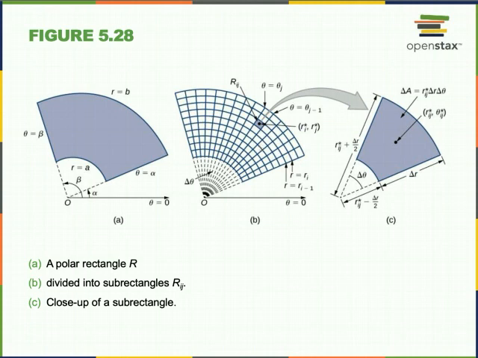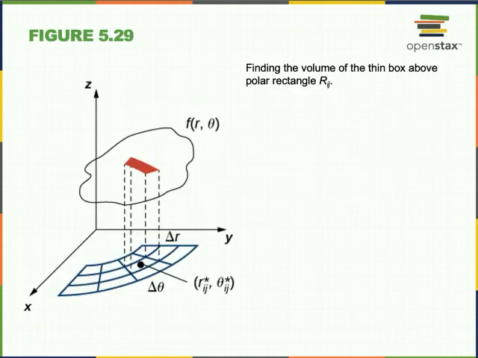Okay, now the regions we will be integrating, however, of course, are more general than just these ideal polar rectangles. Okay, we'll keep this in mind. Let's go to the next slide. Okay, finding the volume of a thin box above a polar rectangle, cap R sub ij. Okay, so we've got our sample point down here. Okay, we've got polar coordinates for that sample point.